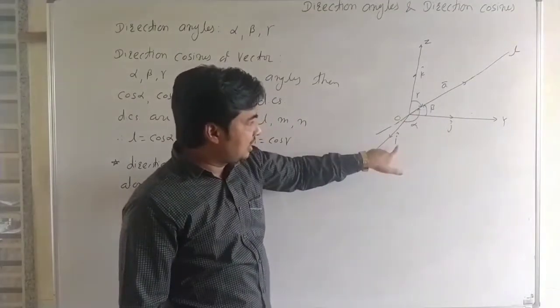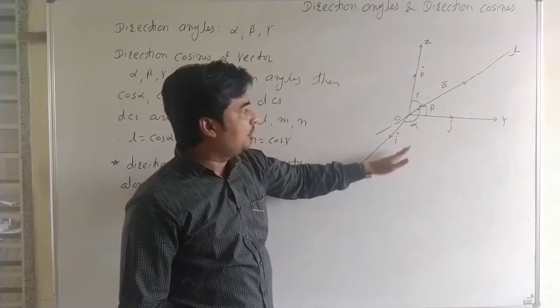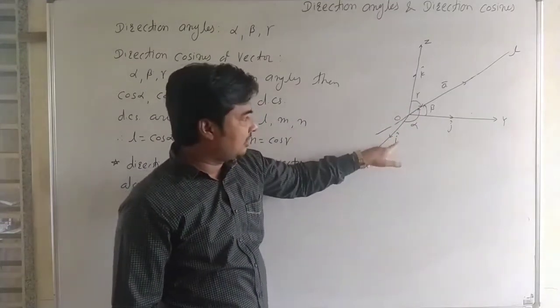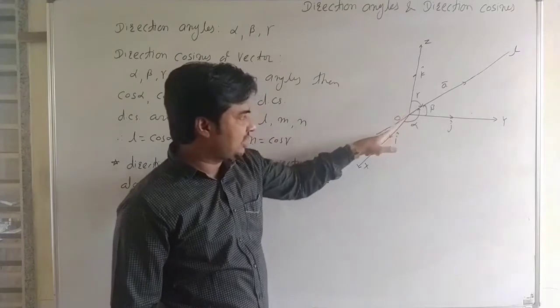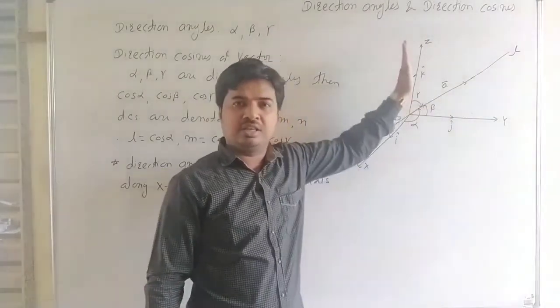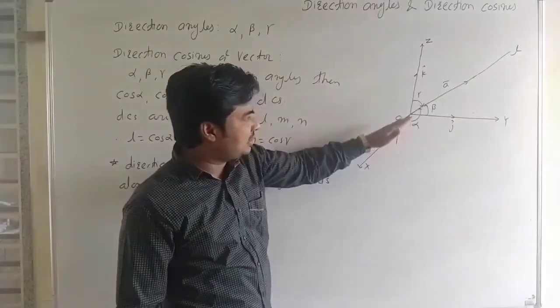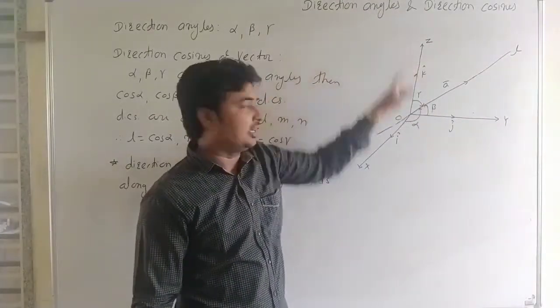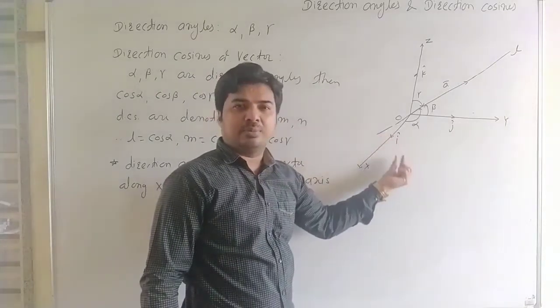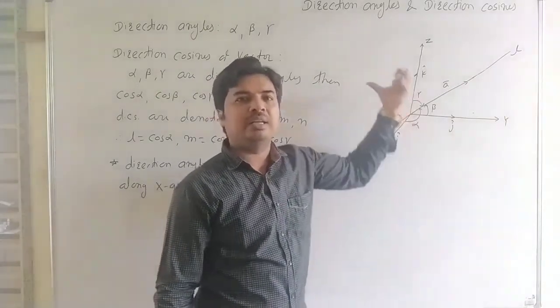Here the vector i cap makes an angle of 0 with the x axis, 90 degrees with the y axis, and 90 degrees with the z axis, because the x axis is perpendicular to y and z. Therefore the direction angles of the vector i cap are 0, 90, 90.